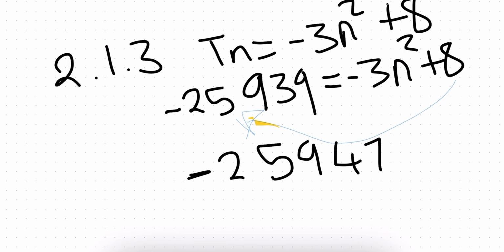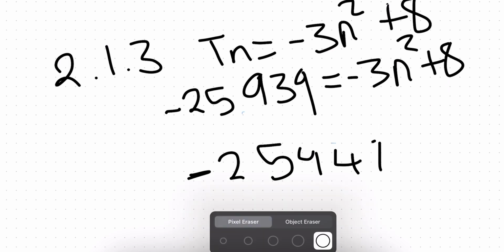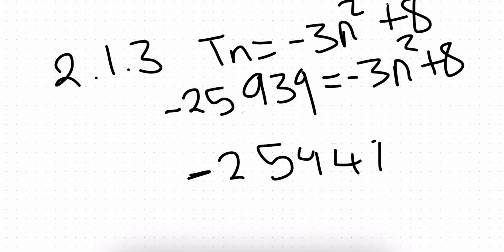Let's erase this guy. Maybe use a bigger eraser because it's no longer relevant now. 947 equals to minus 3n squared, ne?